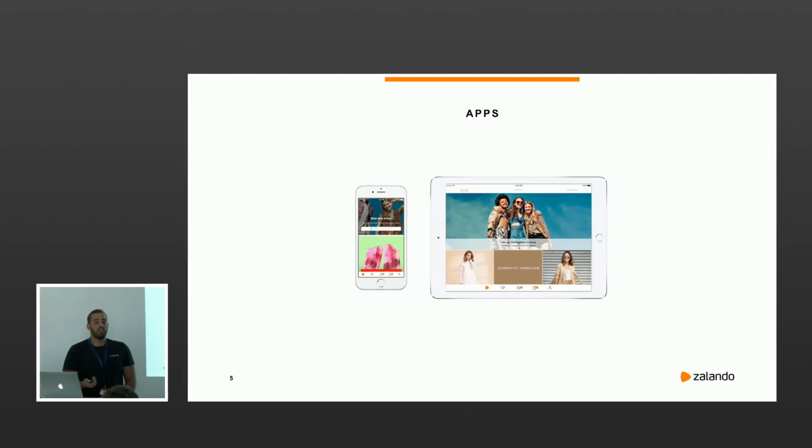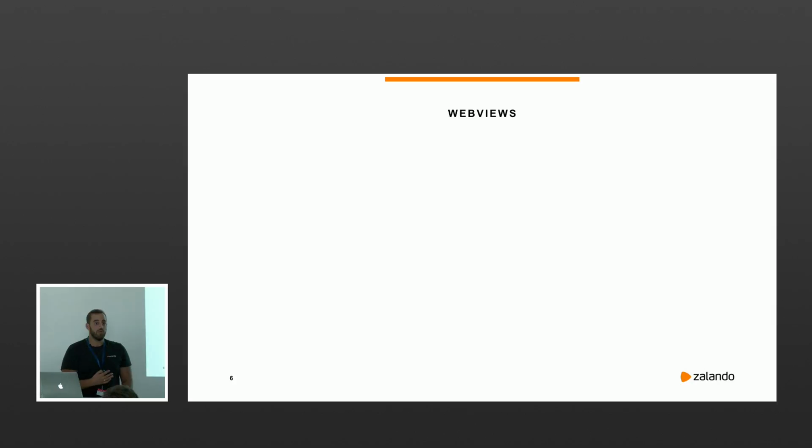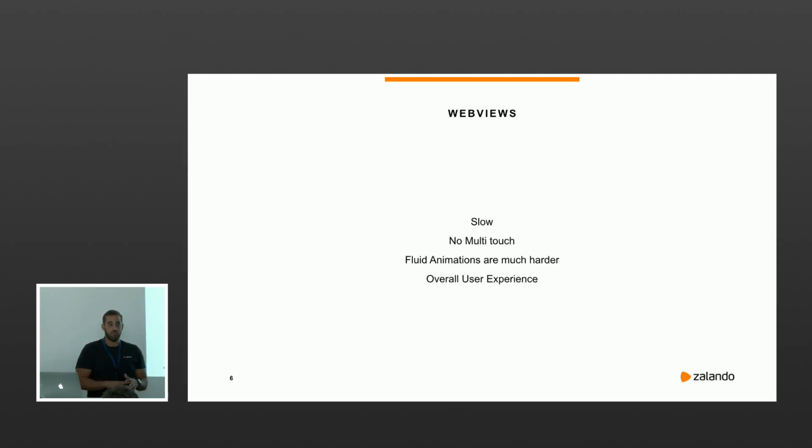So the solution, at least the one we had at Zalando, was to use web views. So the home page was just a big web view that we can change every day or every hour, so that we can update people on what's happening all the time. The problem is web views are very slow compared to native apps. They don't have multi-touch. Animations are way harder to achieve, good animations at least. And the user experience just doesn't feel the same. I'm pretty sure I don't have to explain to you why web views suck.